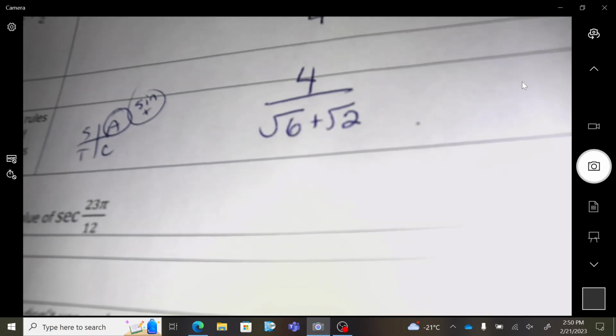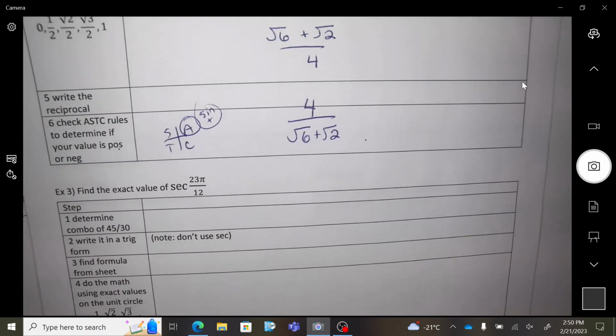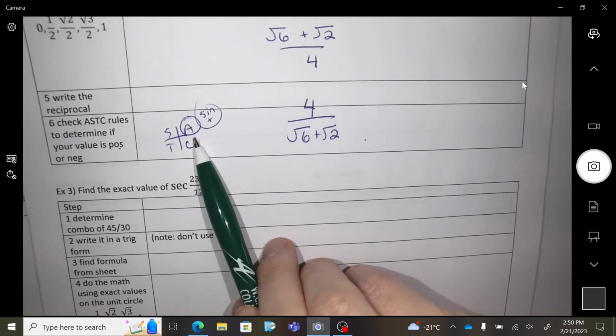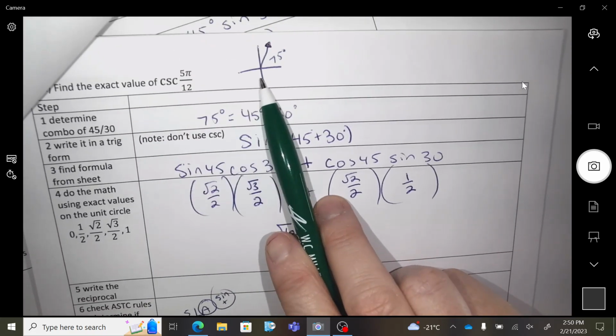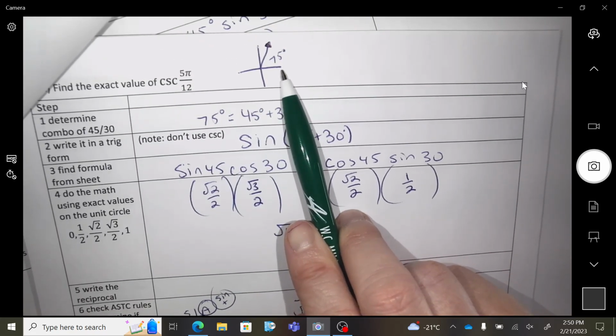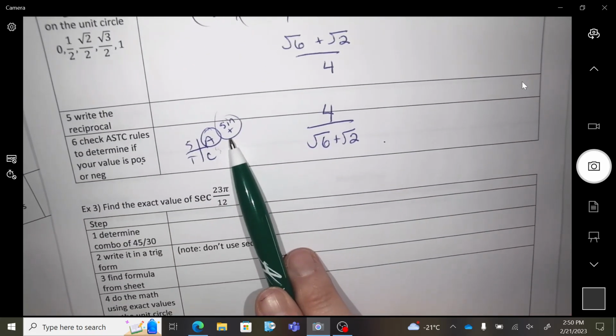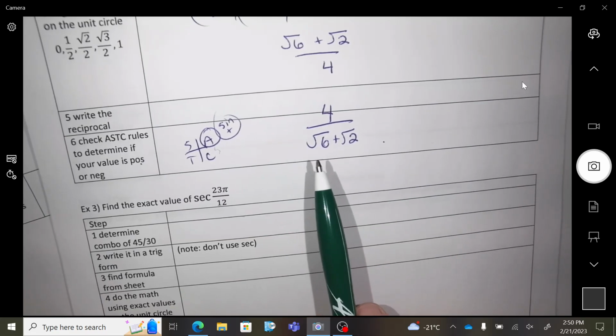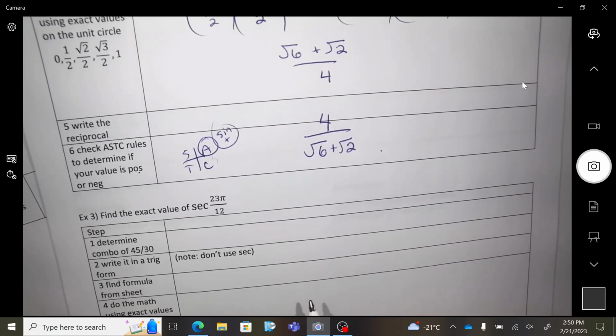Are you figuring it out? The ASTC? Can you just say that again? I'm in quadrant 1 because remember we talked about where it was at the start. And if I'm there, the sine with ASTC will be positive. Oh, right. So I'm good. I just leave it.